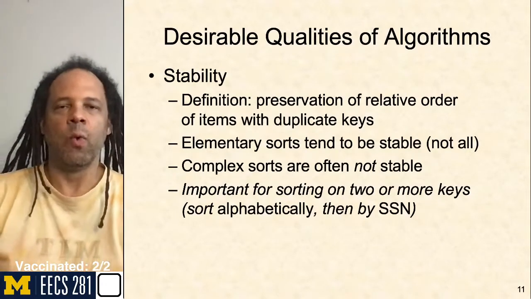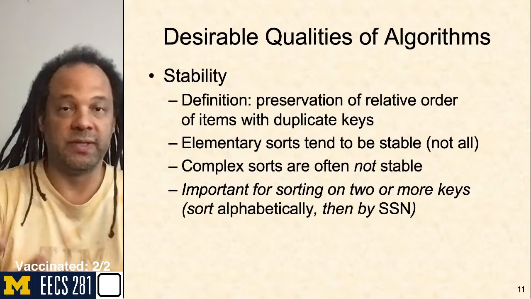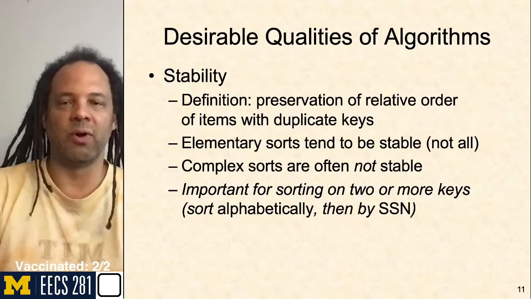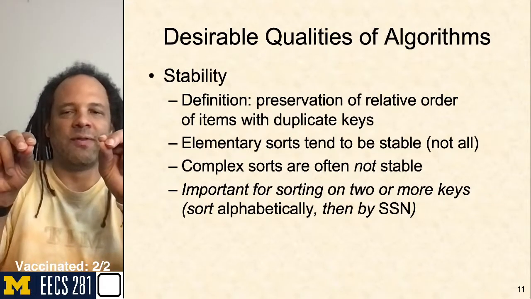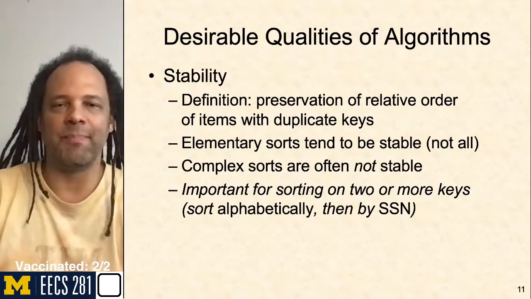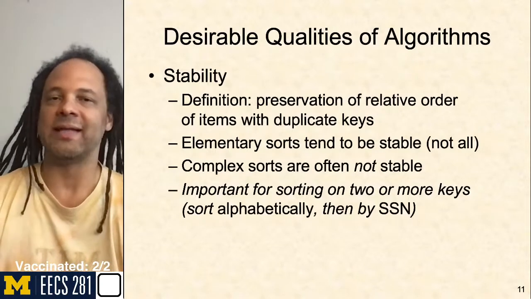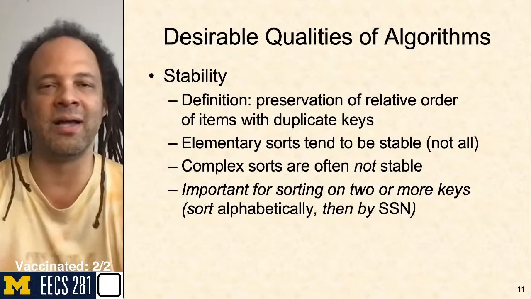That's stable. What would not be stable, still a correct sort, but an unstable sort, if I've got my early 3 here, my later 3 there, and then after I sort them, the later 3 now ends up before the early 3. It's still a correct sort, but that's an unstable sort.